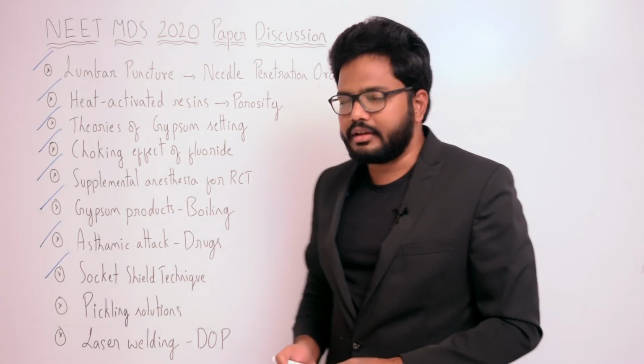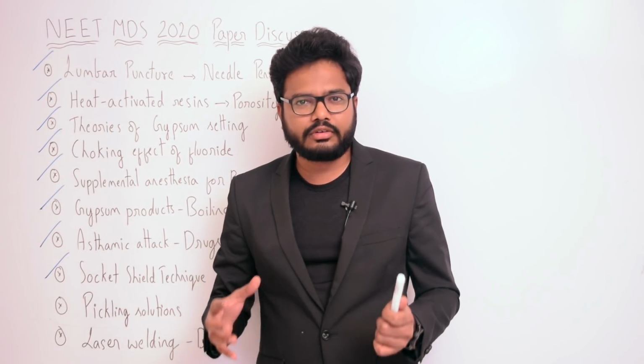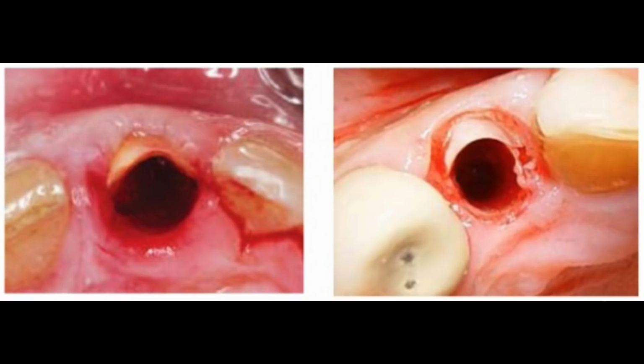Socket shield technique. As the name itself indicates, we're trying to shield the socket. The socket shield technique is a method in which a partial root fragment is retained around an immediately placed implant, with the aim of avoiding tissue alterations after tooth extraction. Also, if you are interested in more information, I'll share the link in the description of the video, where we have an article describing this technique in detail.